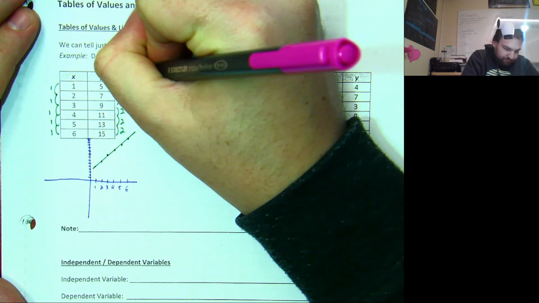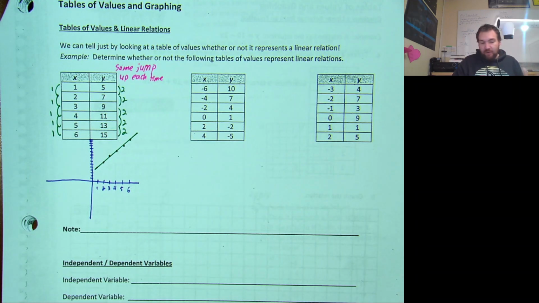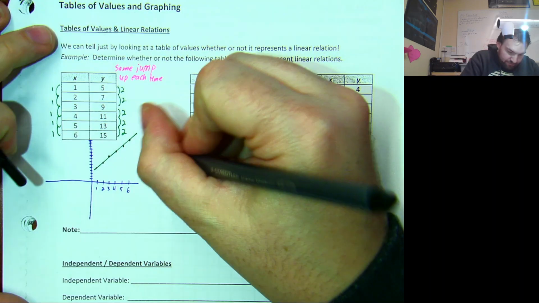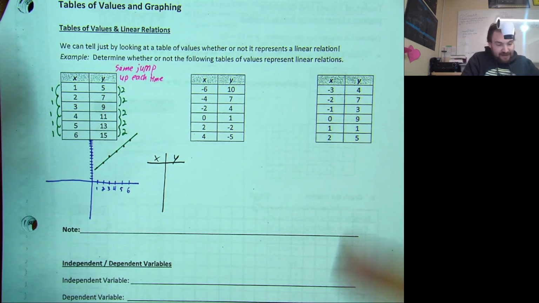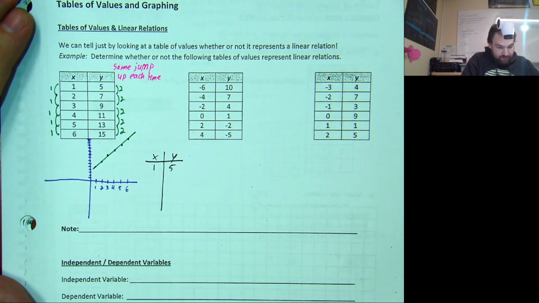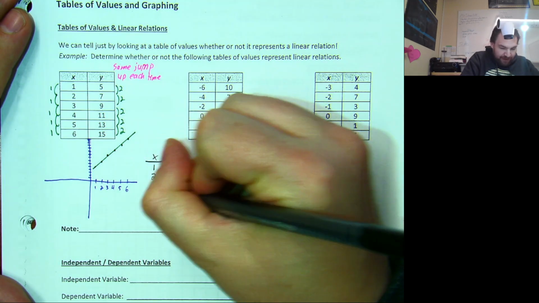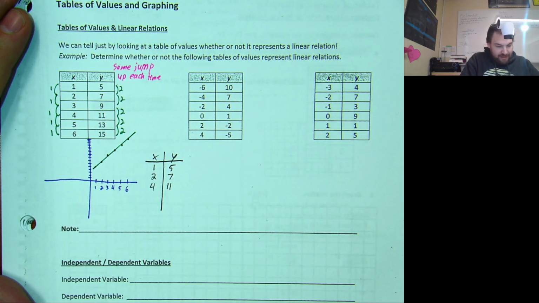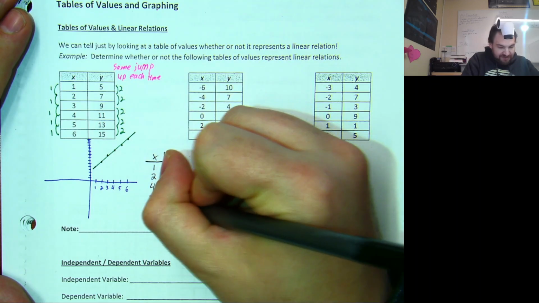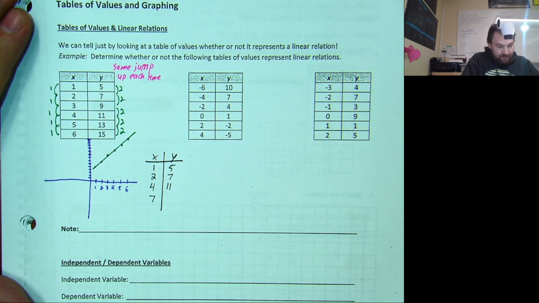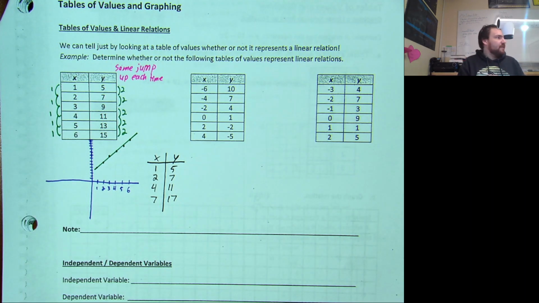But what if I had done this instead? So what if I tell you, here's the table of values. Here's my x, here's my y. What if I said, I'm going to give you the point 1 and 5, then I'm going to give you the point 2 and 7, then the point 4 and 11, then I'm going to give you the point 7 and 17. Is that linear?